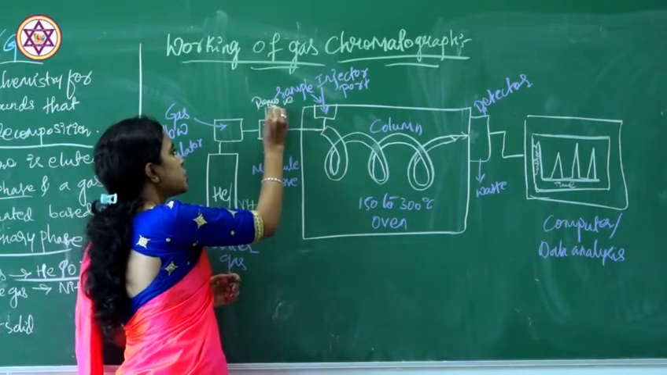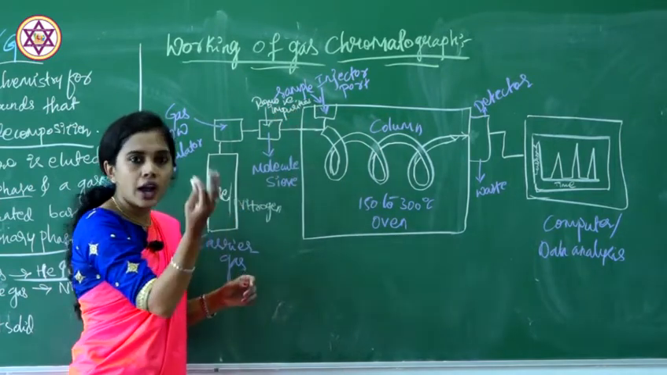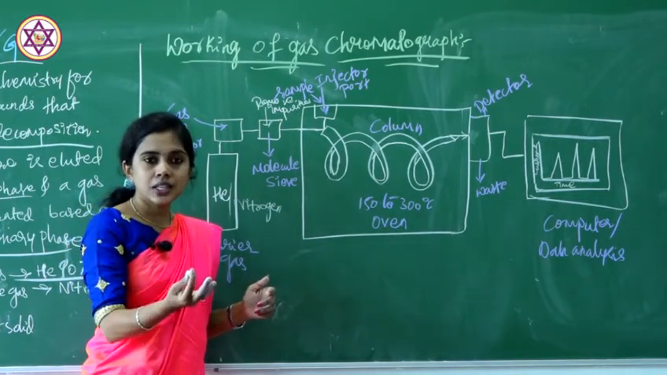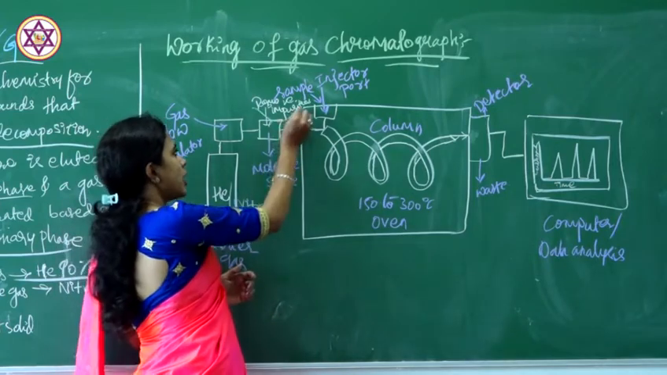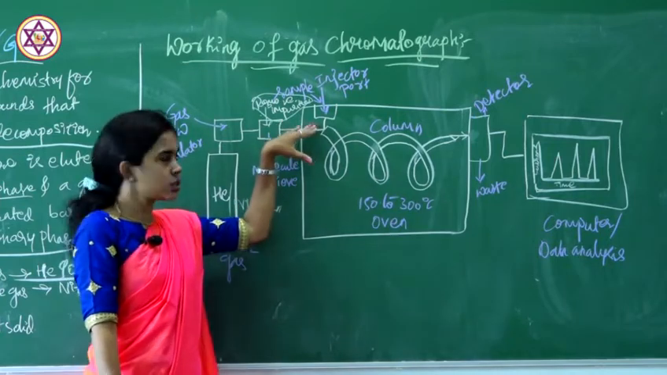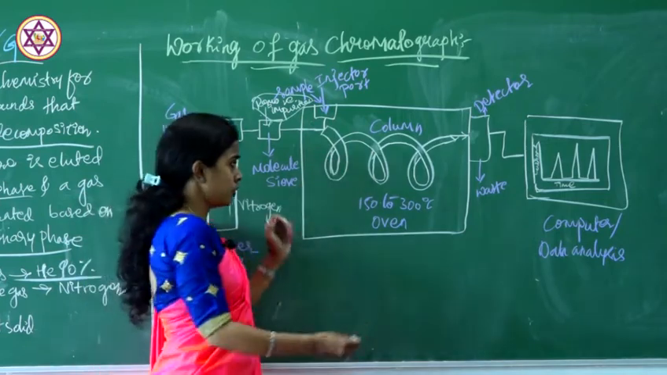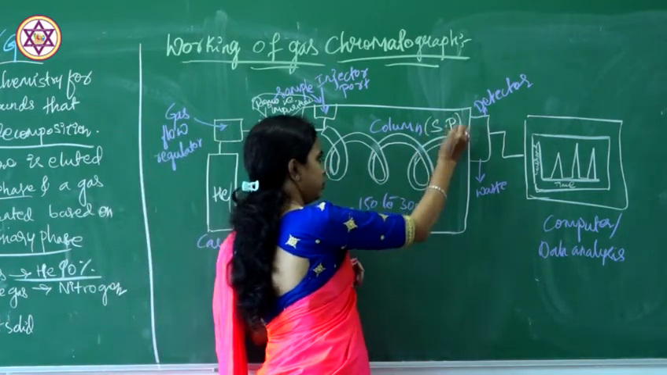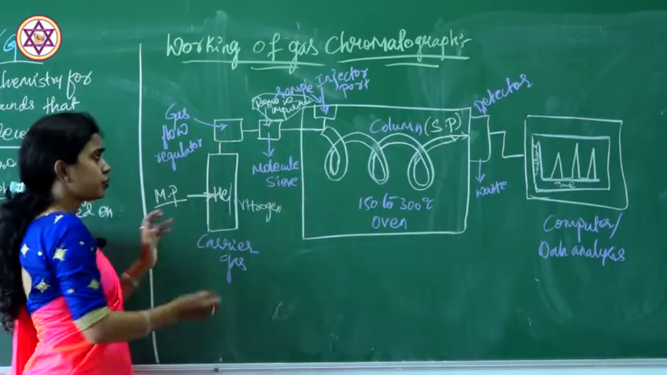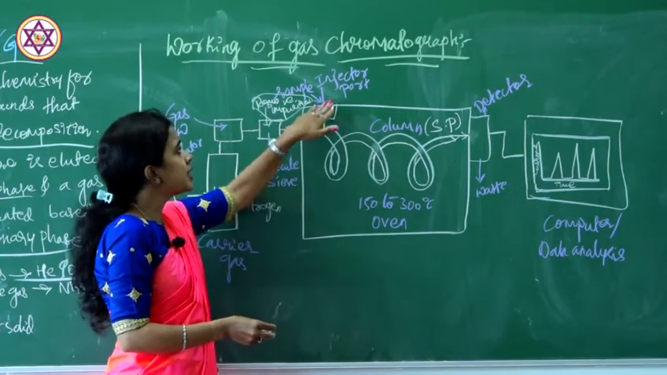Here the process that takes place is the removal of impurities. What kind of impurities does it remove? Hydrocarbons, water vapors, or oxygen. So it acts as a remover of impurities. Then pure helium goes inside the column. This column acts as the stationary phase, and this gas acts as the mobile phase. The mobile phase moves through the column.